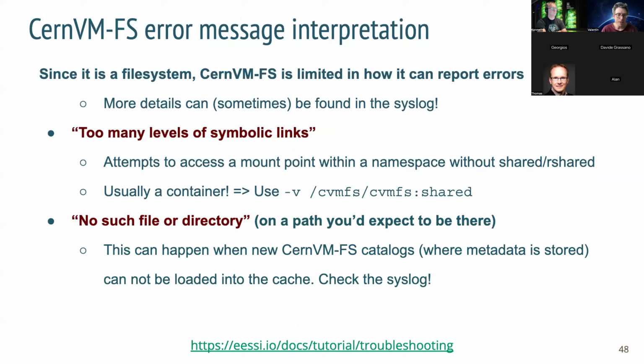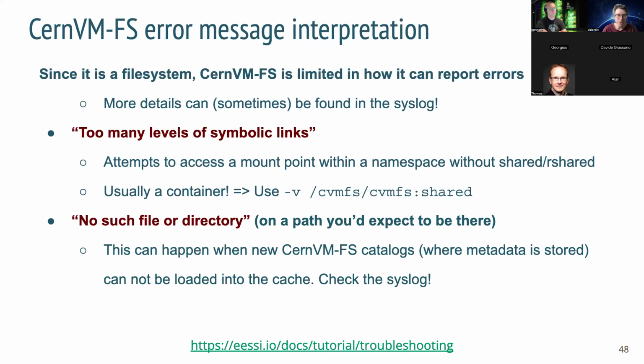The first one that you might see is "too many levels of symbolic links". This isn't actually the case that there are too many levels of symbolic links. What usually happens is that you attempt to access a mount point in a namespace that's not shared. This is often the setup when you have a container and you bind mount the CVMFS directory. This is the standard recommended way of using CVMFS inside a container. But if you don't add the shared option, you can run into this issue.